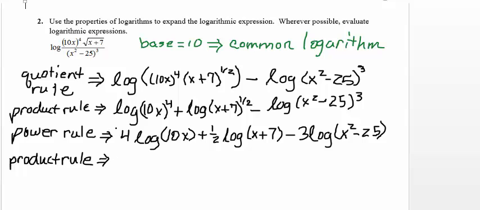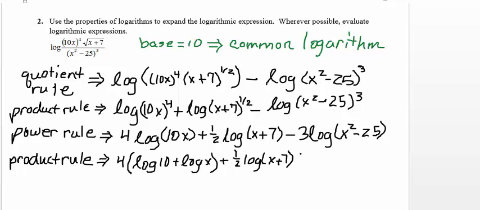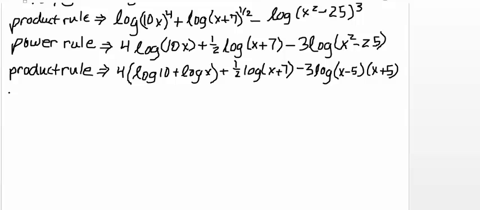I'm going to use the product rule again. 4, notice how I need to group this sum, times the common log of 10 plus the common log of x, plus 1/2 the common log of x plus 7 minus 3 times the common log, and I'm going to factor this, x squared minus 25 into x minus 5 times x plus 5. So let's use the product rule again for the 3 times the common log of x minus 5 times x plus 5.